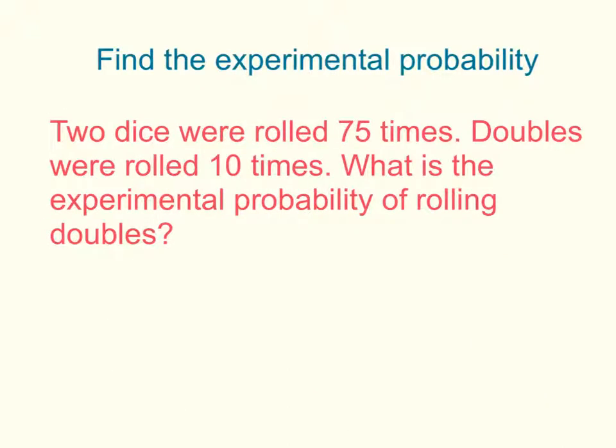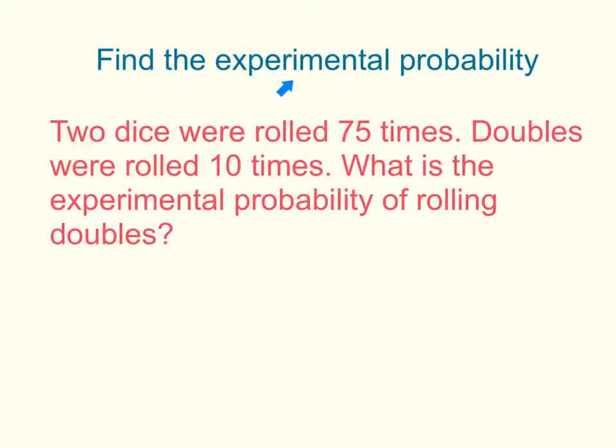So let's find the experimental probability of a problem. So here it says 2 dice were rolled 75 times. Doubles, so like a 1 and a 1, a 2 and a 2, a 3 and a 3. So doubles were rolled 10 times. So in those 75 rolls, doubles were rolled 10 times. What is the experimental probability of rolling doubles?